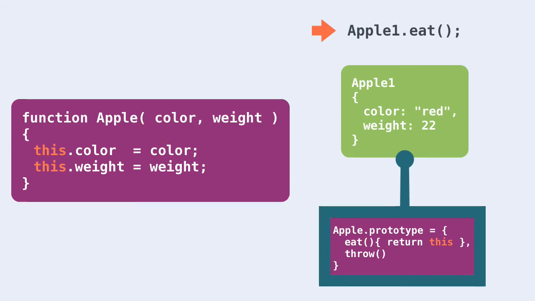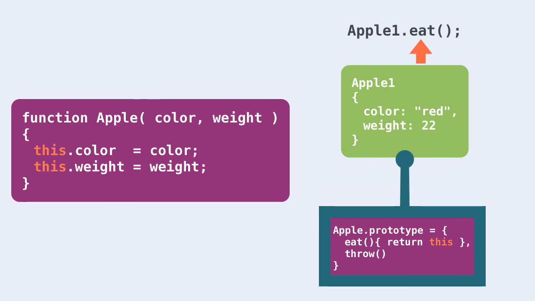And I'm going to ask it to invoke the eat method. And the eat method is going to have a this keyword reference. Well, you need to look at how it was invoked to understand the context of this. We need to know what this is pointing to. So we know that it was invoked from the Apple One object. That's where we used the member access operator. And we said Apple One, access the eat method and invoke it from that object.